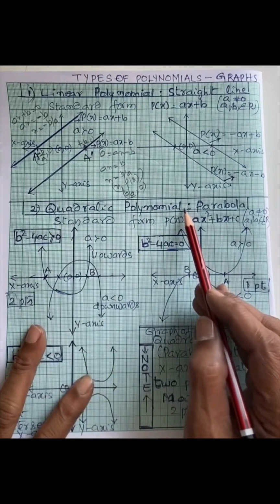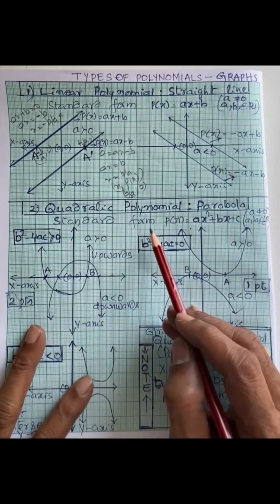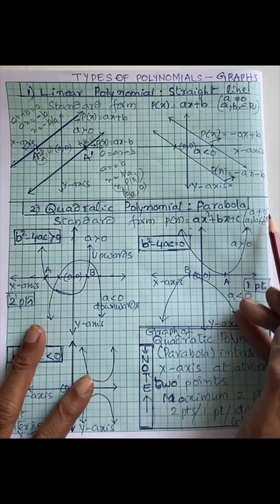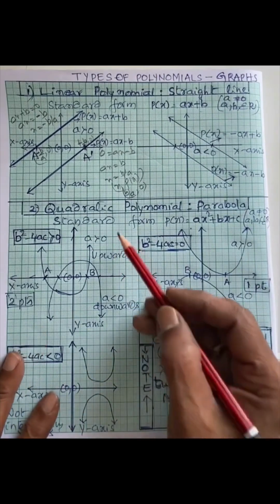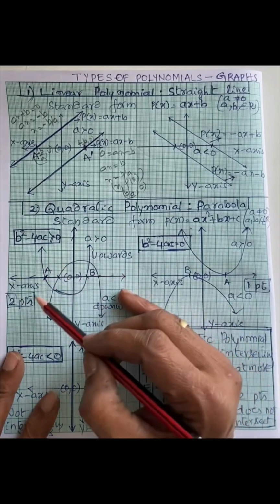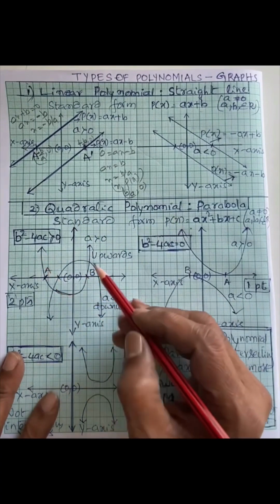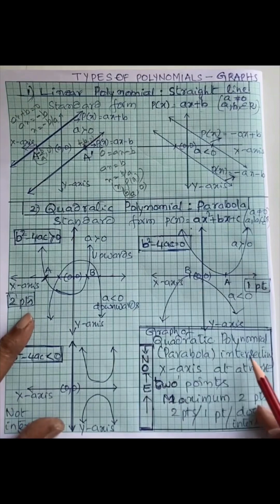Next, quadratic polynomial. A quadratic polynomial is a parabola. What is the standard form of a quadratic polynomial? Ax squared plus bx plus c, where a is a non-zero real number and a, b, c are real numbers. See, the graph of this quadratic polynomial is touching the x-axis at 2 points. A quadratic polynomial is a parabola intersecting the x-axis at most 2 points. The maximum number of points is 2.